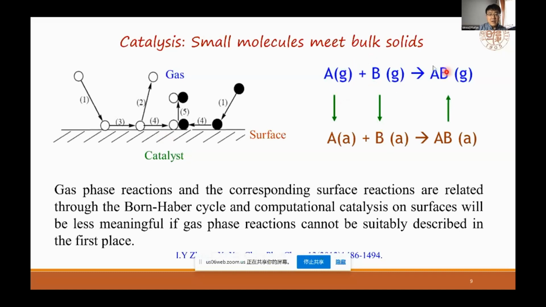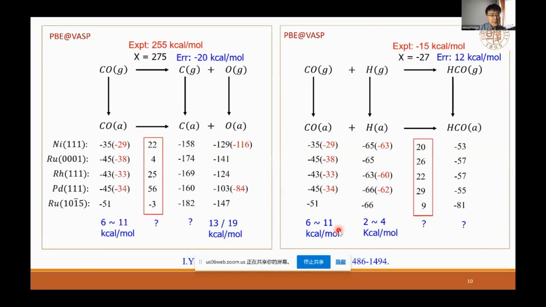In fact, every surface process is related to a gas phase reaction by the chemisorption energy to form this Born-Haber half circle. So to this end, computational catalysis on surfaces will be less meaningful if the gas phase reaction cannot be suitably described in the first place.